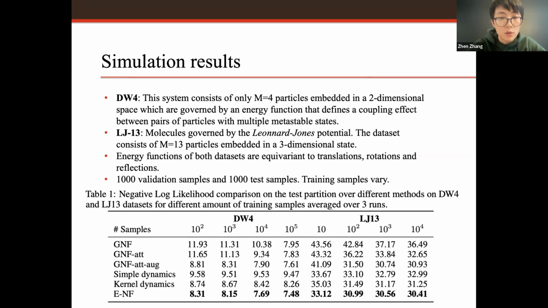Yeah, and so the energy functions of both data sets are equivariant to translations, rotations, and reflections. And they use 1,000 validation samples and 1,000 test samples. The training samples vary, as shown in the following table, where they train with different numbers of samples in the training data set from 100 to 10 to the power of 5. And they consistently outperform the state of the art in the existing literature in terms of the negative log likelihood on the test set.